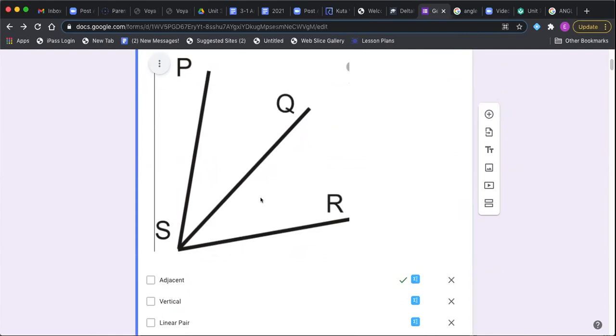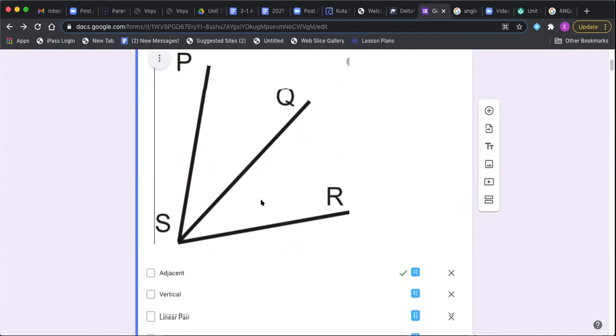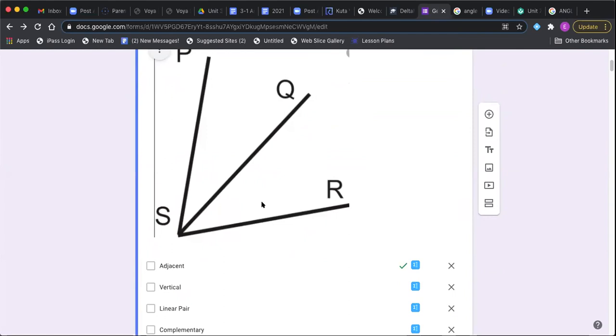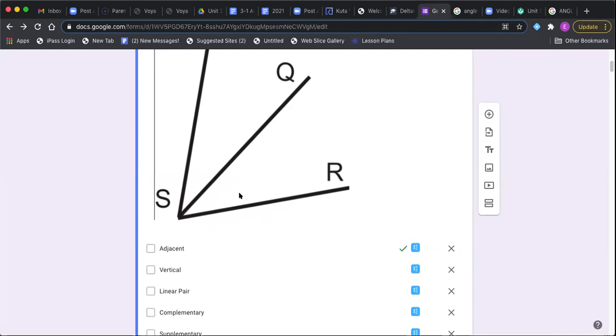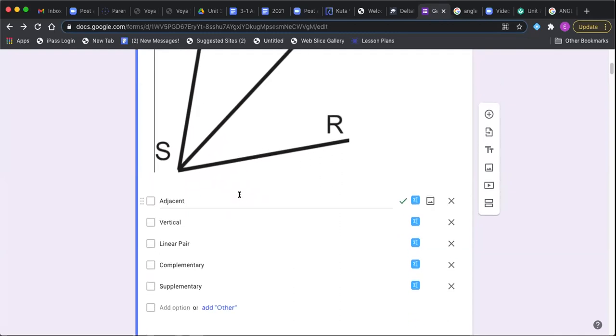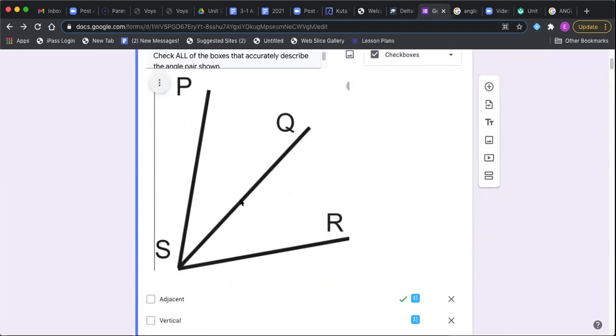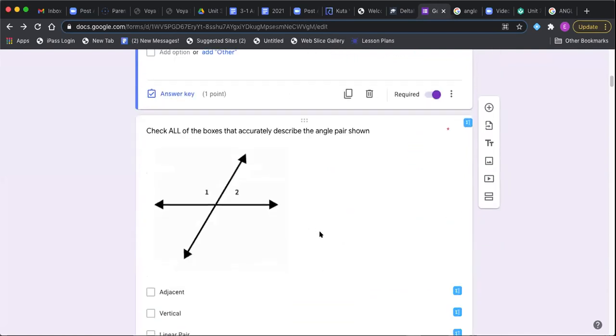Linear pair? No, that has to make a whole rainbow. So that's not that. Complementary, they have to add to be 90. I don't know that these two add to be 90, so I can't make that. Supplementary has to add to be 180. It's definitely not that. So the only thing that works for this one is adjacent. That's it. Let's look at the next one.